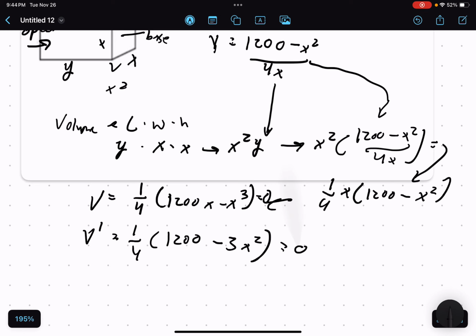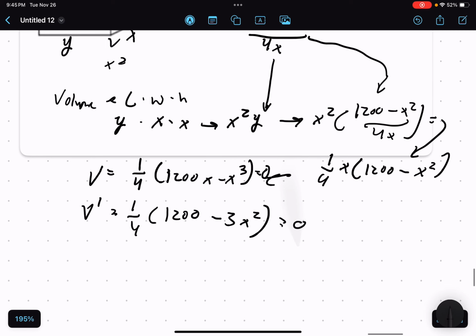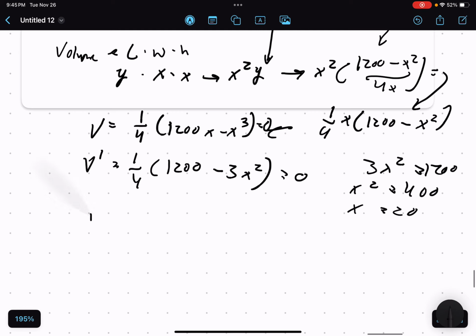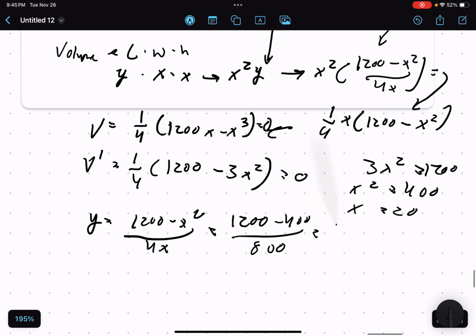So now that we have our equation over here, we also have 3x squared equals 1200, x squared equals 400, and x equals 20. So now what we're going to do is for y equals 1200 minus x squared over 4x, we're going to plug in x, which would equal 10 for y.